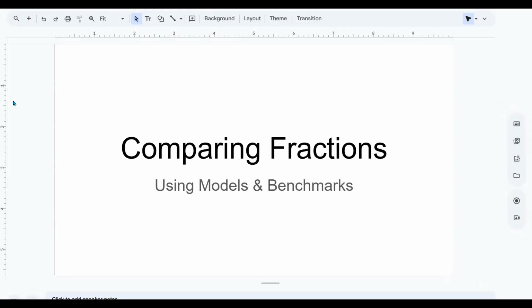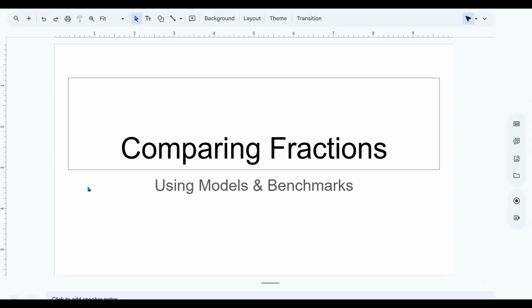We are reviewing the skill of comparing fractions. When we're comparing fractions, we want to see which amount of fractions is bigger, okay? And there are different ways we can examine fractions of different sizes and different amounts.